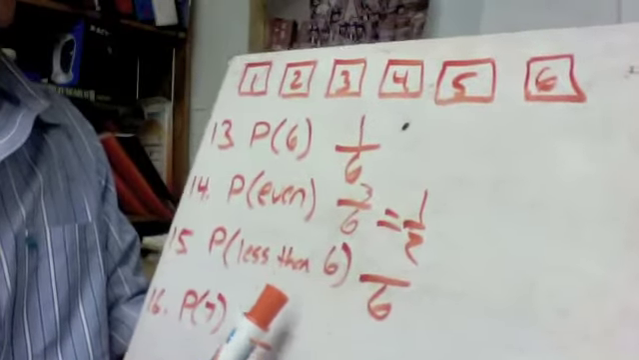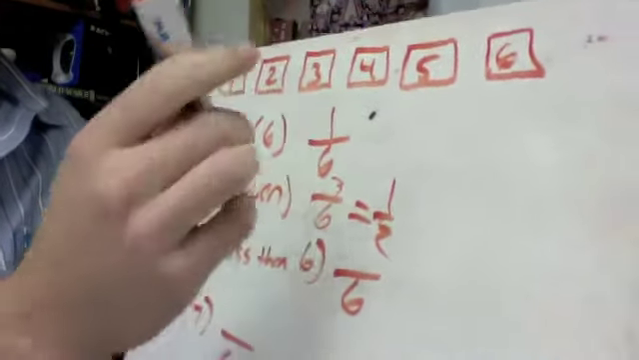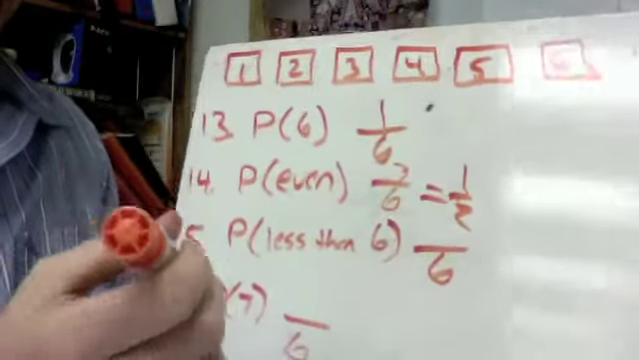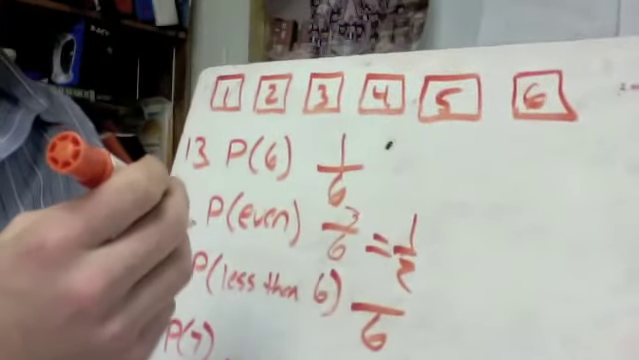The probability of getting less than 6, everything up here, I guess it does say less than 6, I better change that. Less than 6.